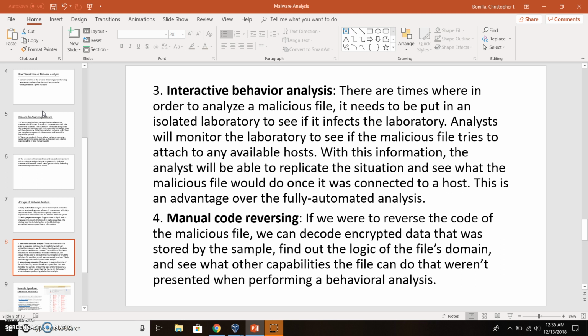And the fourth stage of malware analysis is manual code reversing. If we were to reverse the code of the malicious file, we can decode encrypted data that was stored by the sample, find out the logic of the file's domain, and see what other capabilities the file can do that weren't presented when performing a behavioral analysis.